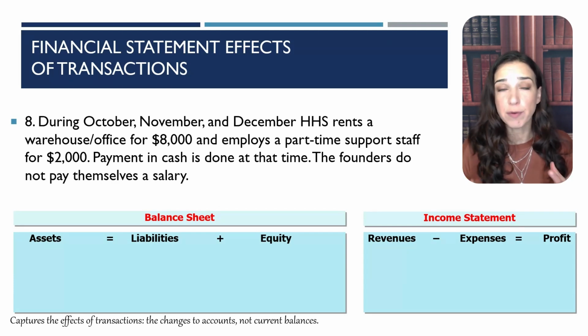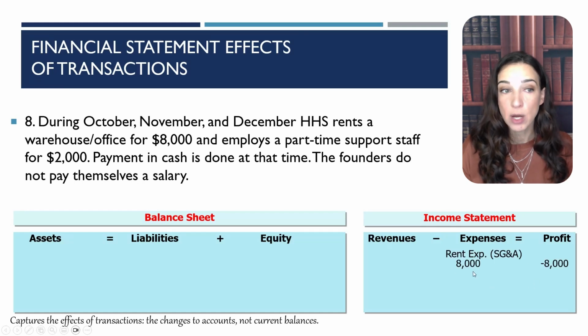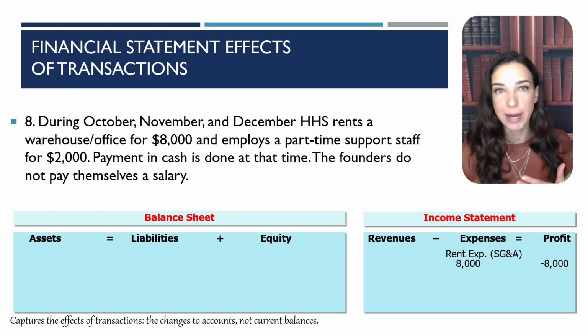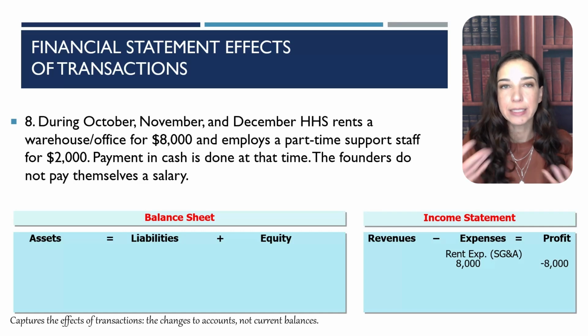So this is going to be very similar to the transaction we just saw on the prior slide. We have a rent expense. Why? Because this is not a future benefit that we're paying for. We're immediately consuming the benefit.